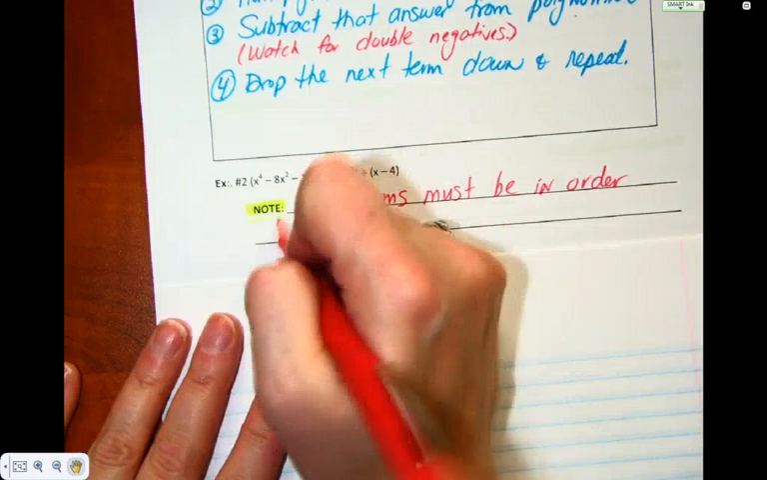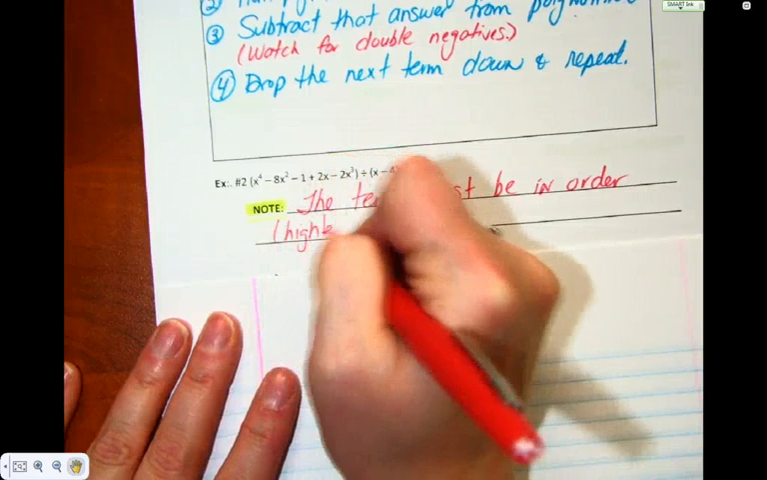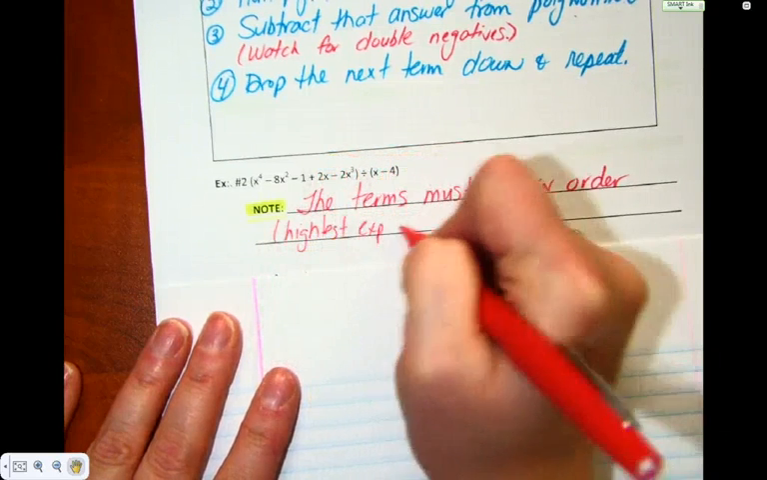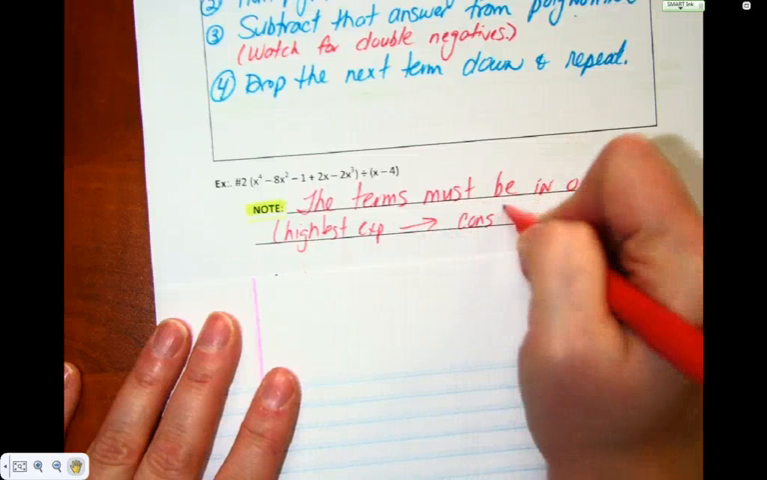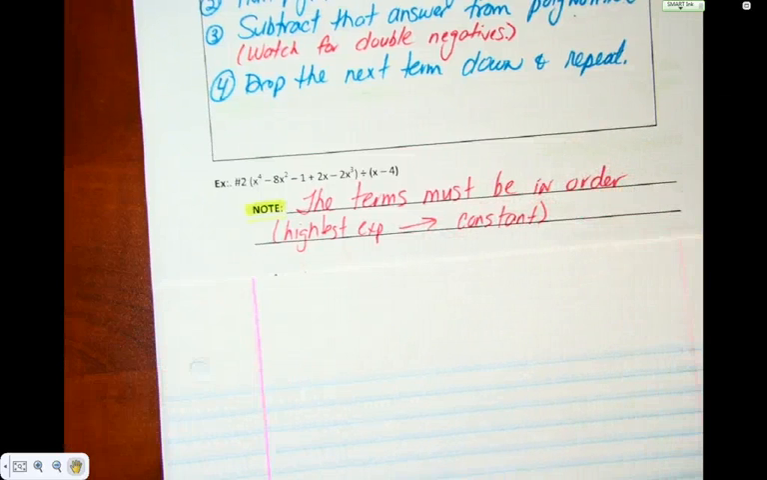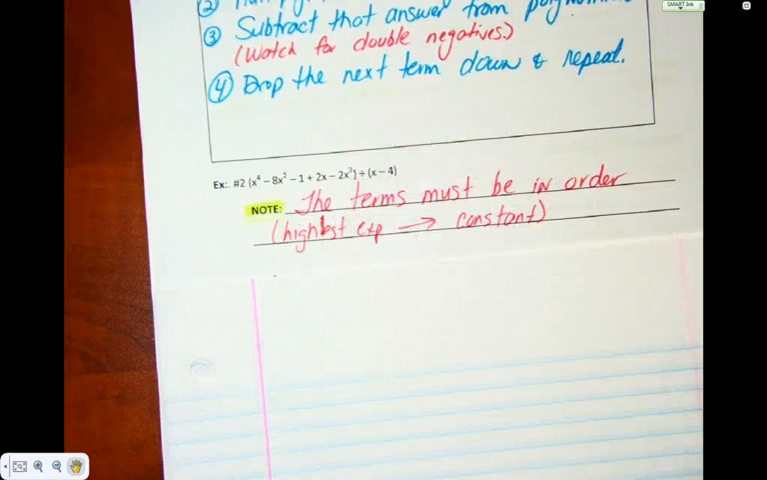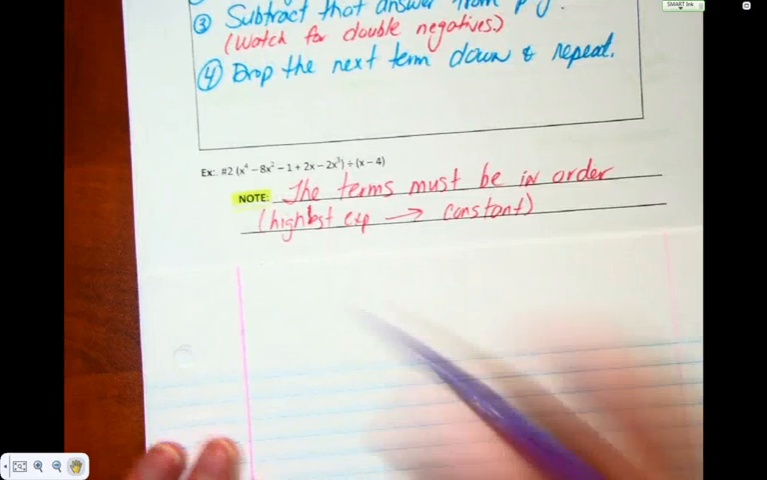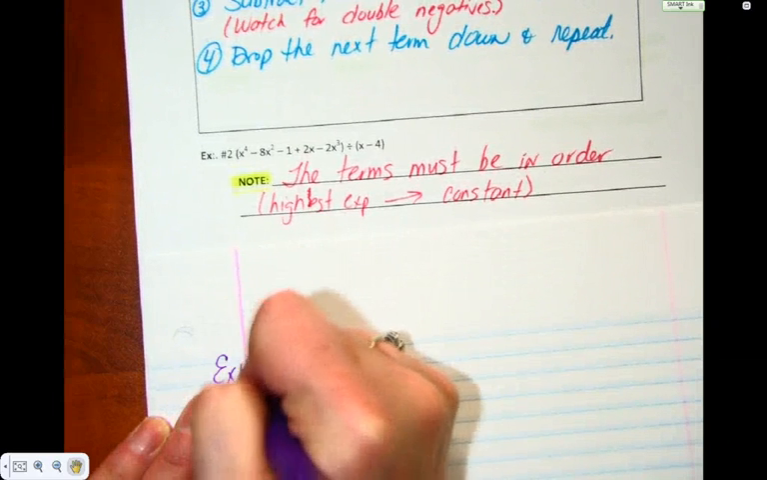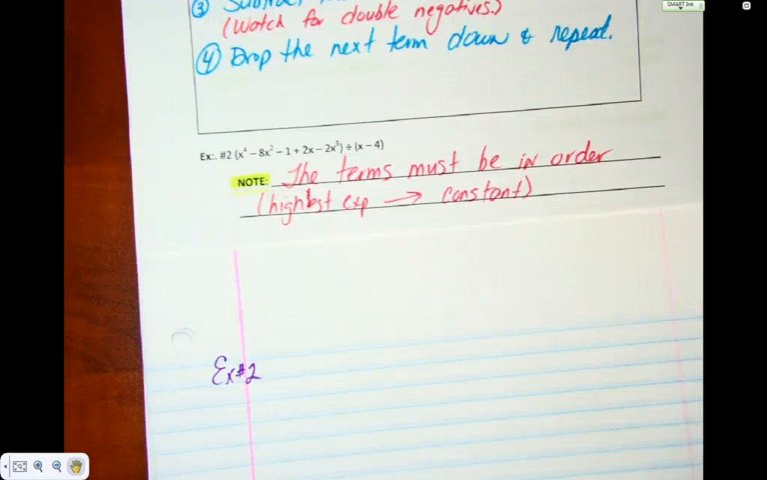So that means the highest exponent all the way down to the constant. Highest exponent down to the constant. Okay, so grab paper if you don't have yet. Division of polynomials is the title.